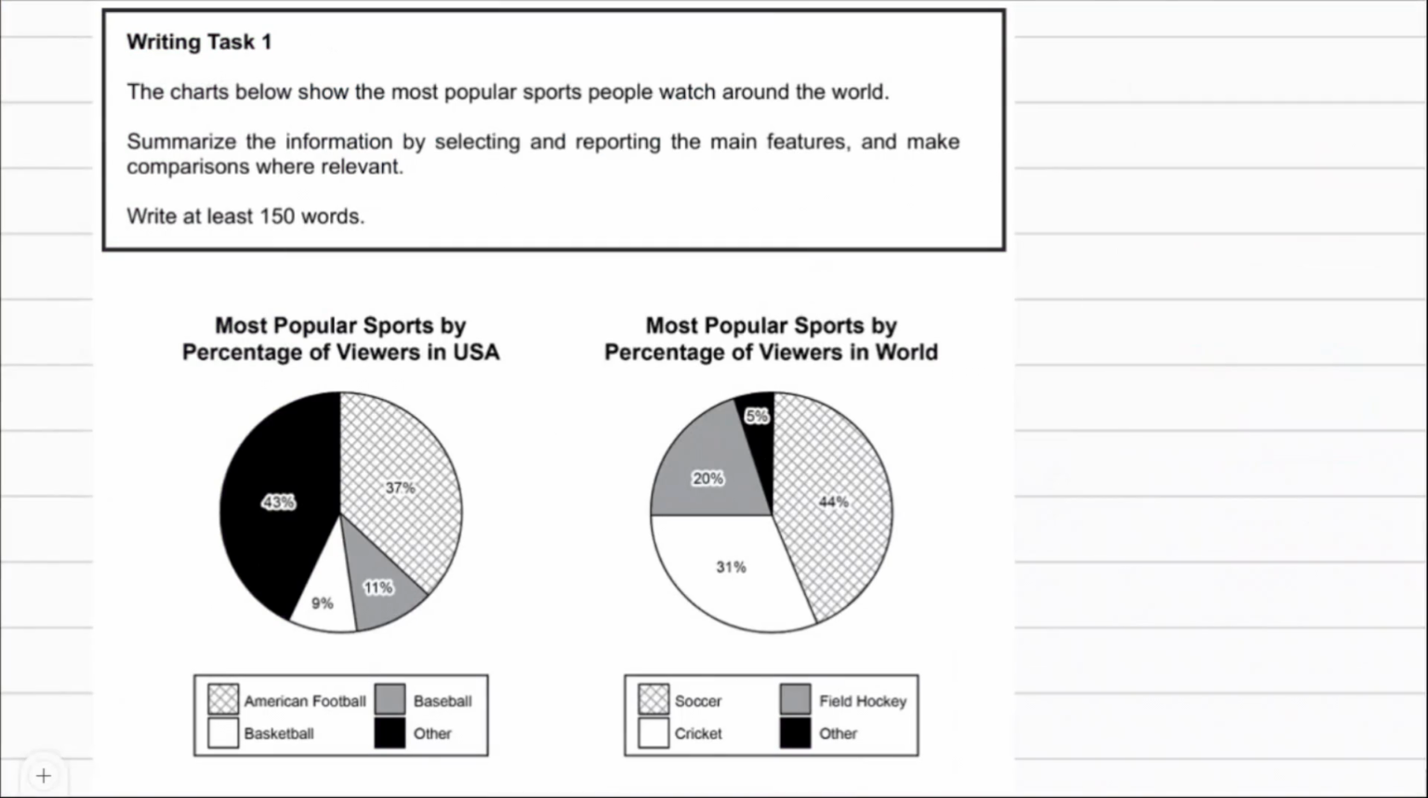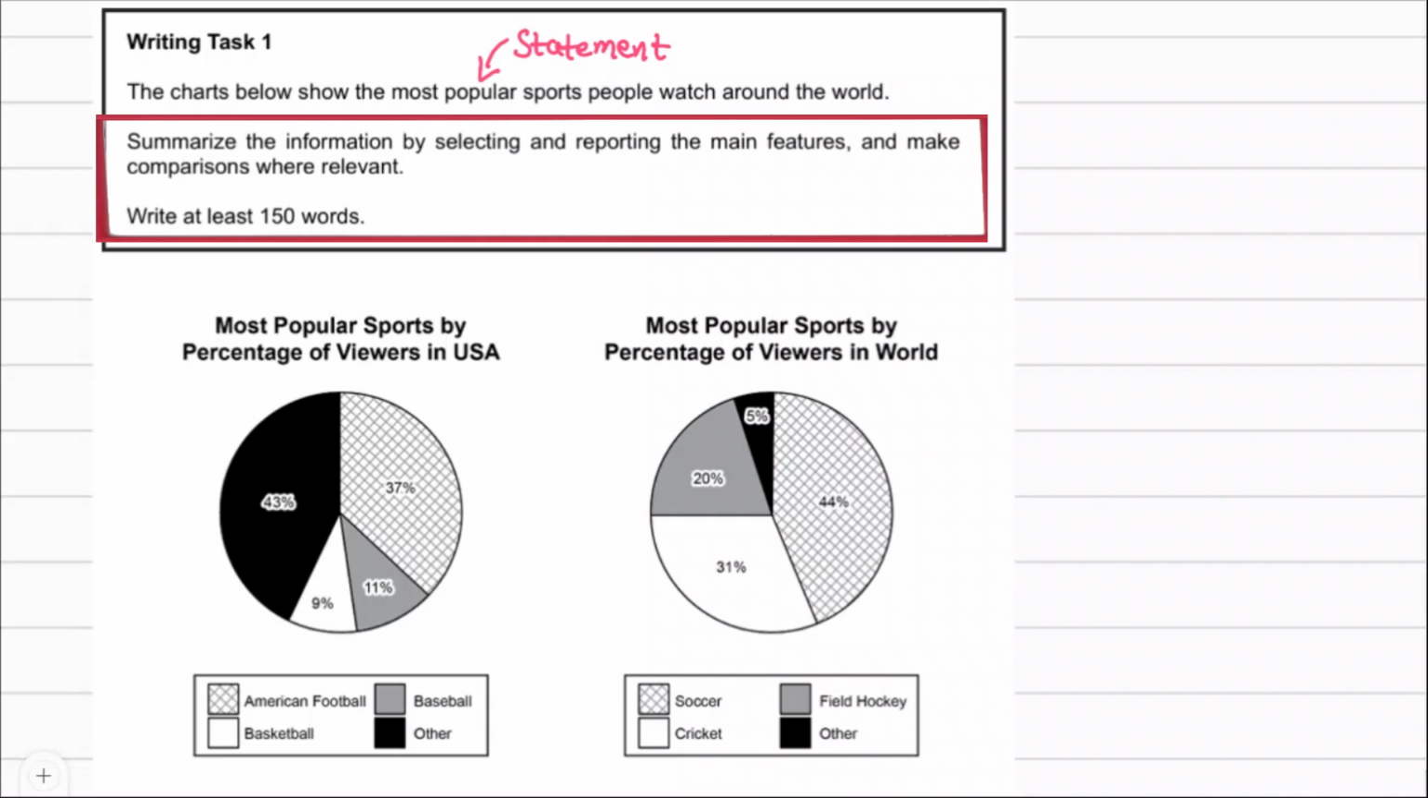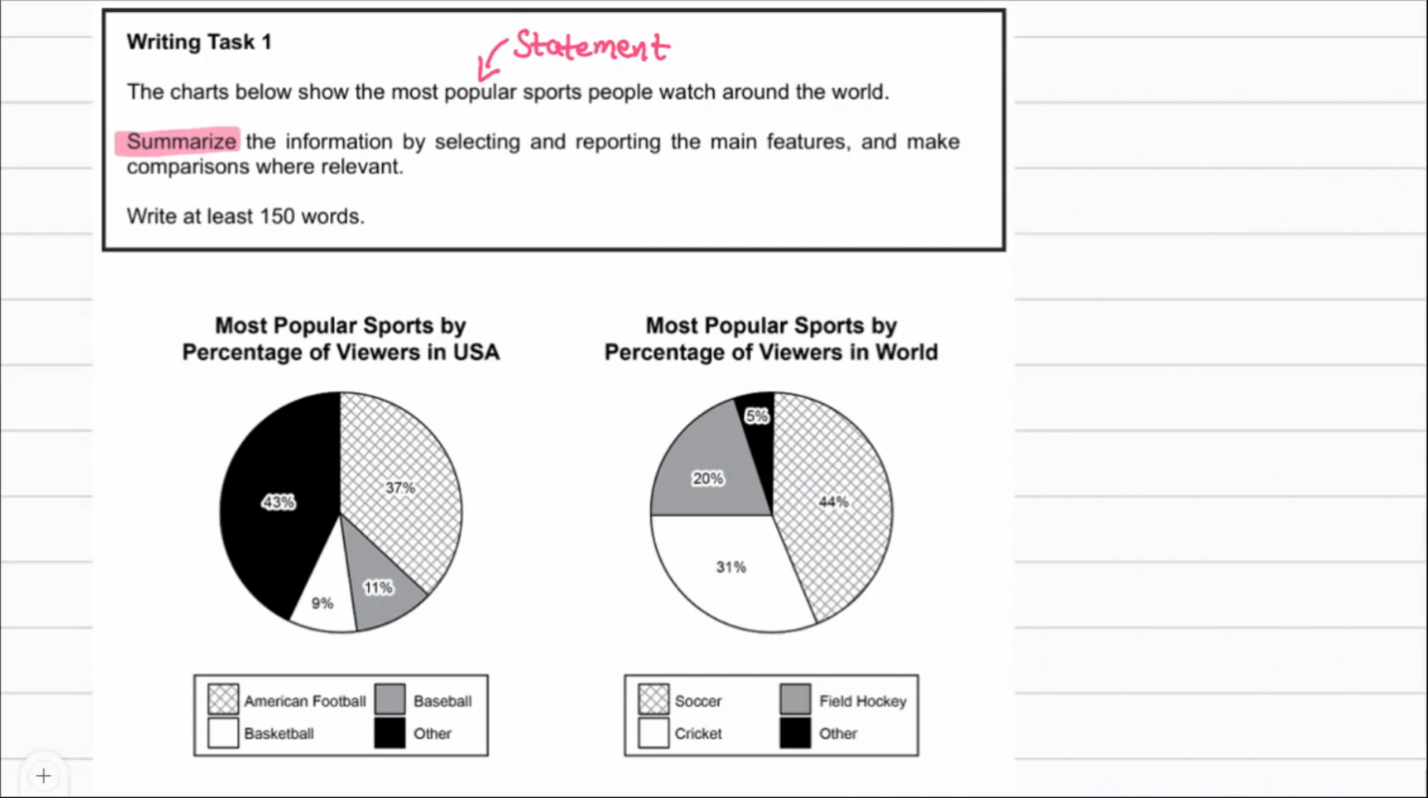Let's have a look at the task. First, there is a statement which tells you what the charts are about. The charts below show the most popular sports people watch around the world. Then the instructions tell you what you have to do. You have to summarize the information by selecting and reporting the main features and make comparisons where relevant. And you have to write over 150 words.